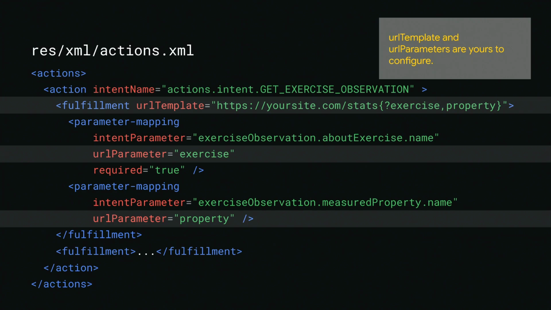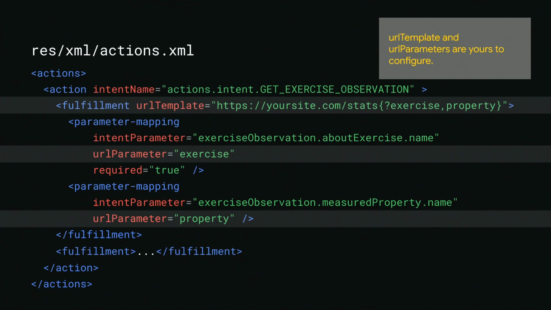Moving along. Now I'm highlighting the URL template and URL parameter values. These values are completely up to you to define. The URL template is going to be the deep link through to your Android app. You can see here we've got an HTTPS style deep link, which means it's an app link style of deep link. You'll also note the curly braces in the URL template with some parameter names, and I'll walk through how that works in just a second.